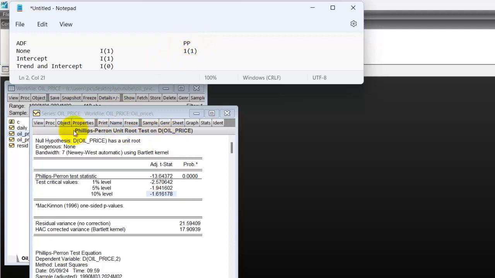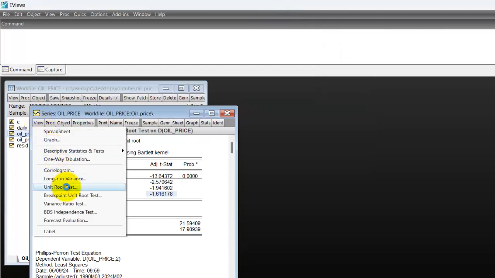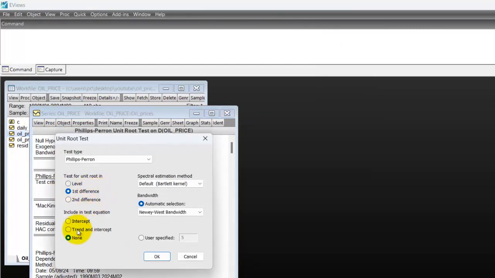Now let us check for intercept. What you just need to do is select intercept here. Once you select intercept, you change this one to level. You know, we did level before we proceeded to first difference in the previous one. So here you change it back to level. Then you click OK to have your result.